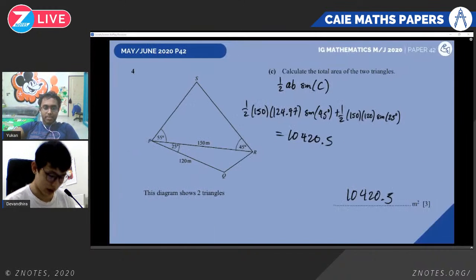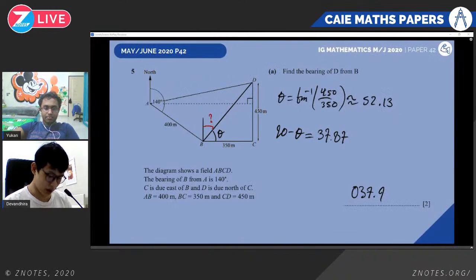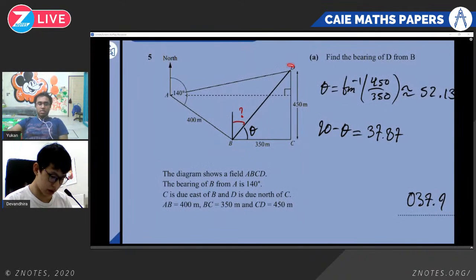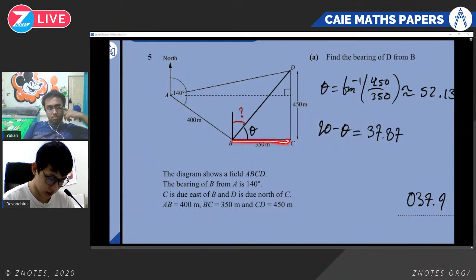Right, so let's go for the next question. The diagram shows a field ABCD. This whole thing's ABCD. The bearing of B from A is 140, so this is 140 right here. C is due east of B, and D is due north of C. So right here, this is the east of C, and the north of C is just D. They tell you the length of each line: AB is 400, BC is 350, and CD is 450.